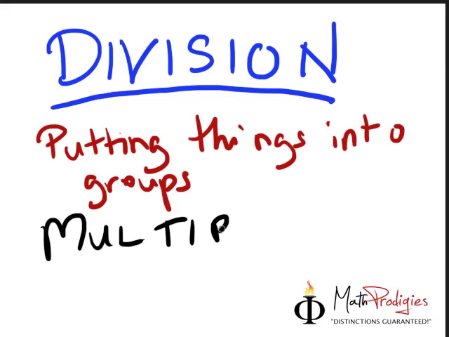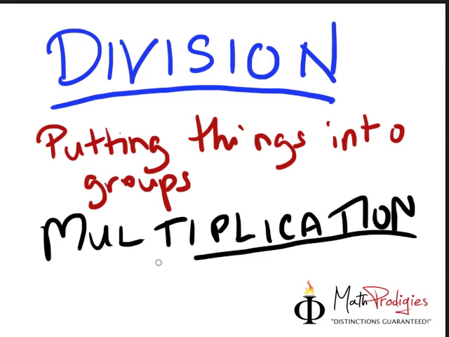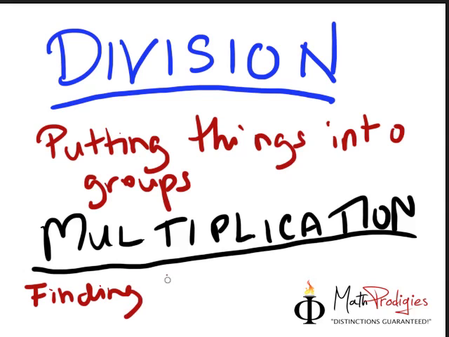So multiplication is actually the process of finding out the total. Okay, so that means, how do I do this? I just write down there, finding total number in the groups. So I'll give you an example.